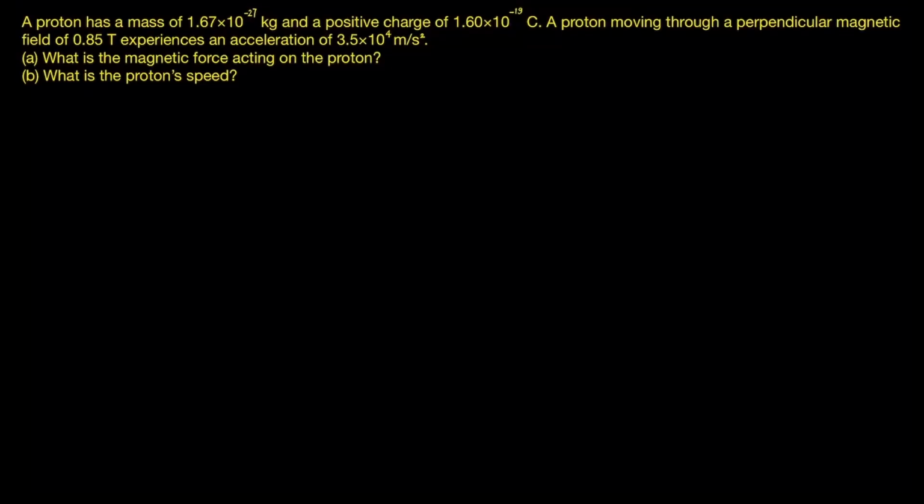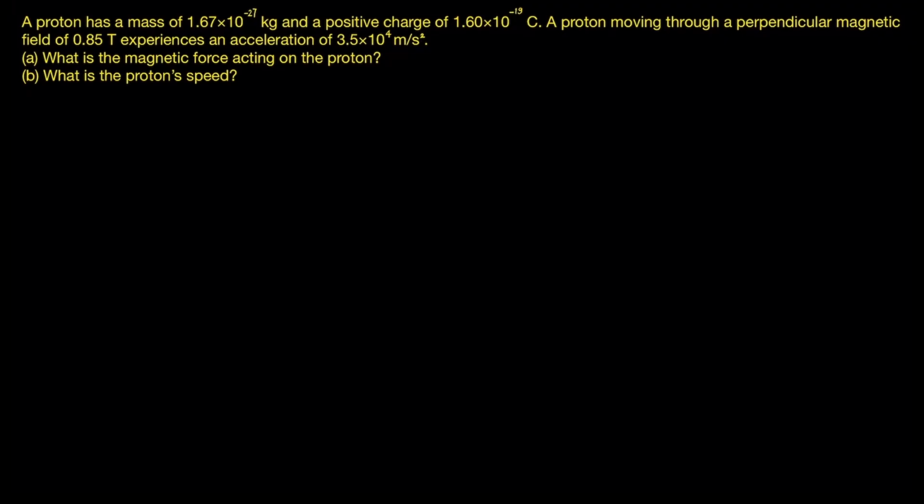In this video, we're going to dive into a problem involving the magnetic force on a moving charged particle. Imagine we've got a proton. The proton is a tiny positively charged subatomic particle found right in the nucleus of an atom. Our proton is zooming through a magnetic field of 0.85 Tesla that is perfectly perpendicular to its path.